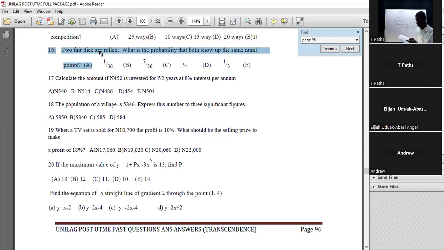You can see the question on the screen, page 96, question number 16. Two fair dice are rolled. What is the probability that both show up the same number? What is the probability that the same number shows up when you throw the two dice? So let's do that. You guys will be unmuted.